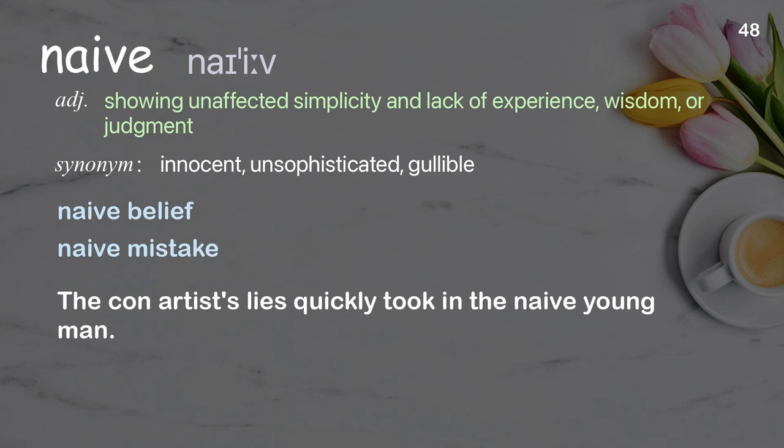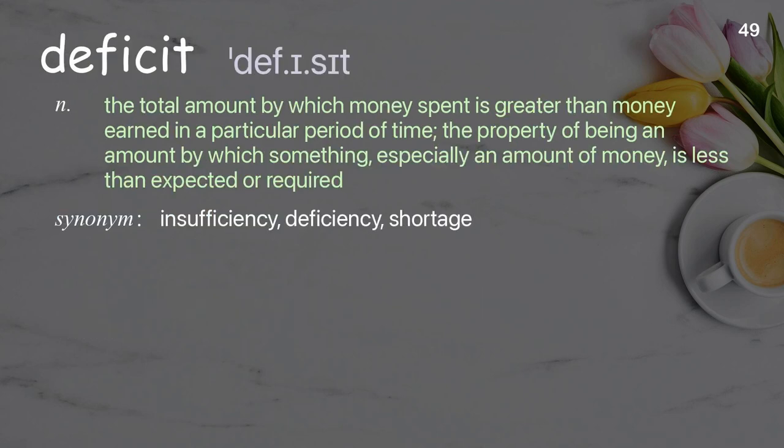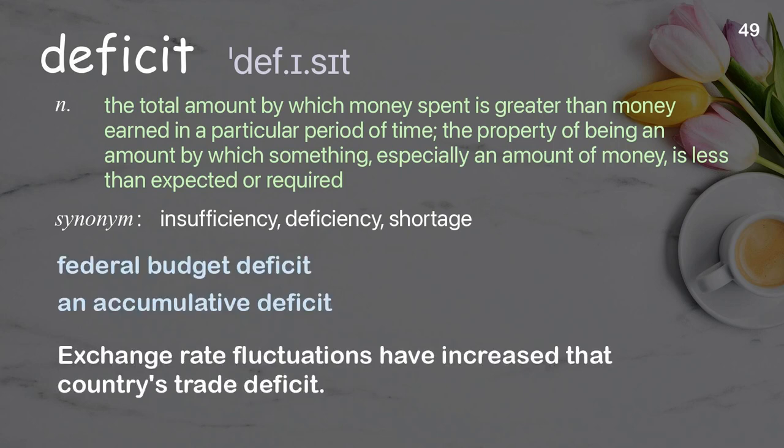Deficit. The total amount by which money spent is greater than money earned in a particular period of time. The property of being an amount by which something, especially an amount of money, is less than expected or required. Examples: federal budget deficit, an accumulative deficit. Exchange rate fluctuations have increased that country's trade deficit.